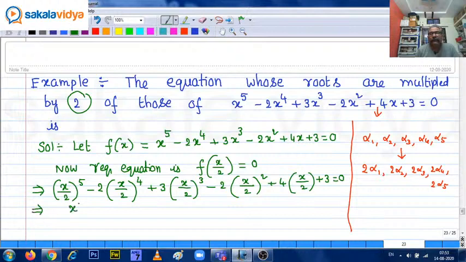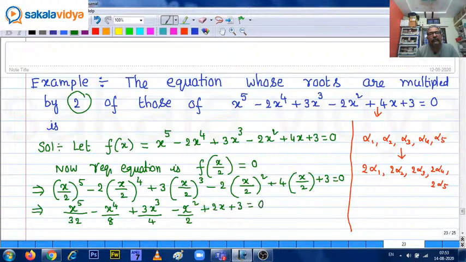This is x to the power of 5 by 32 minus x to the power of 4 by 16. So x to the power of 4 by 8 because 2 is there here, plus 3x cube upon 4 minus 2 times x square by 4 means x square by 2 plus 2x plus 3 is equal to 0. So now we get like this.